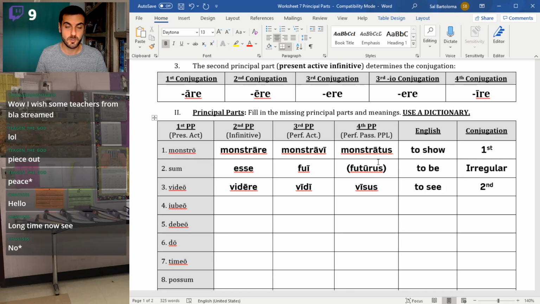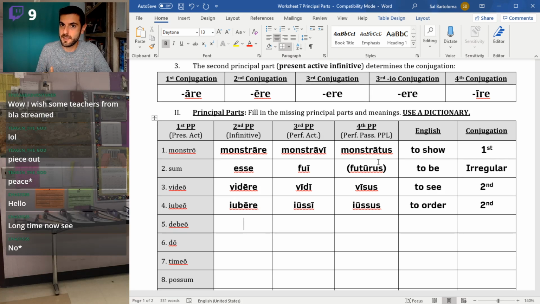Iubeo, okay, that -eo again is making me think maybe second. I look it up: iubere. The third principal part is iussi, and the fourth principal part is iussus. So it's a big jump from iubeo, iubere to iussi, iussus. Again, there's no one set pattern. Iubeo means to order. So I order, iubeo; I ordered, iussi. They're not very similar to one another. So again, hammering home this point: principal parts, you just got to know them. You can't predict them sometimes. Iubeo, iubere, that is second conjugation.